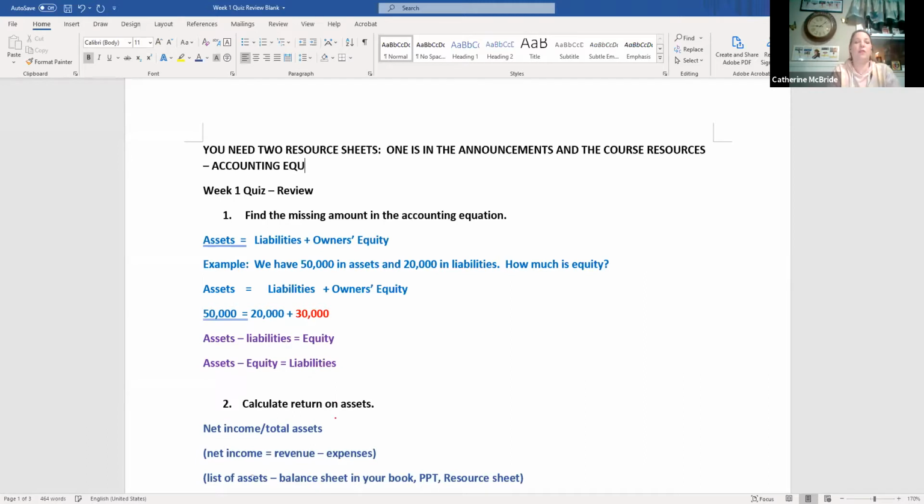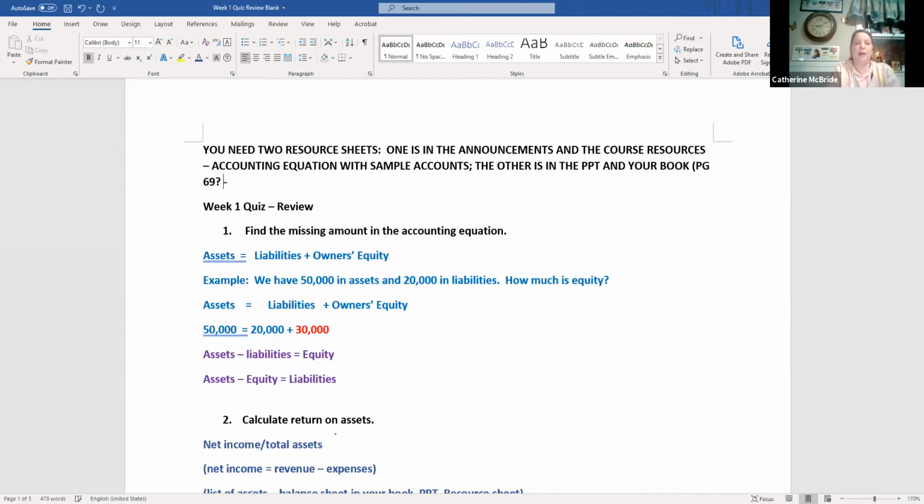That's the one that's the accounting equation with sample accounts. The other is in the PowerPoint and your book, page 69. And that is the expanded accounting equation with debits and credits. So you want both of those out before you take the quiz. Does that help? Yes. Okay.